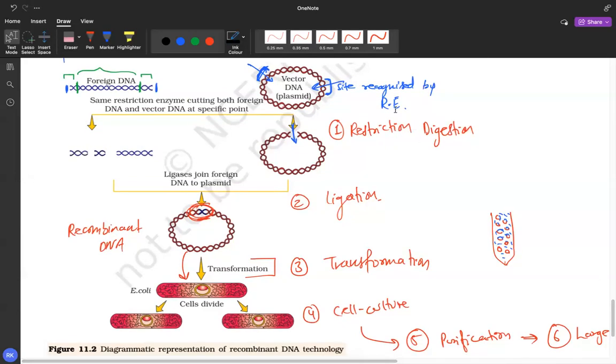People, just look at this figure and let me know if you understand or if you have any doubt. Anyone has any doubts?